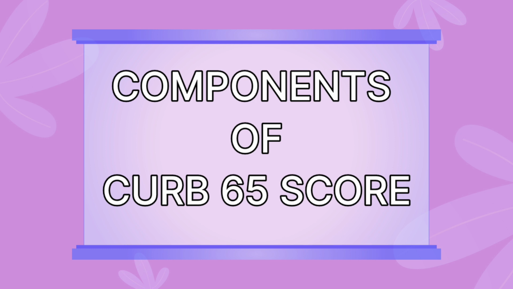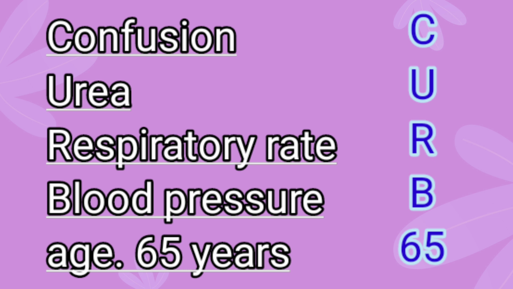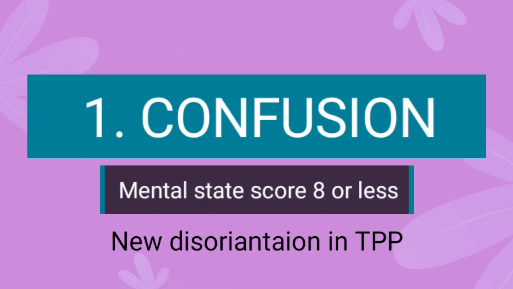The important components of the CURB-65 score are confusion, urea, respiratory rate, blood pressure, and age more than 65 years. Confusion can be defined as a mental state score of 8 or less, or new disorientation in time, place, and person.